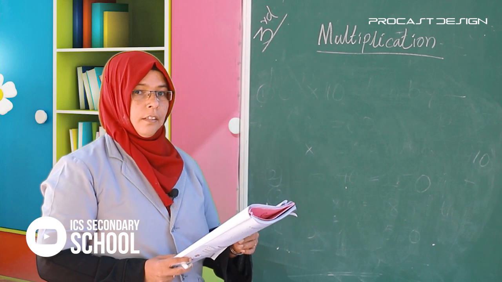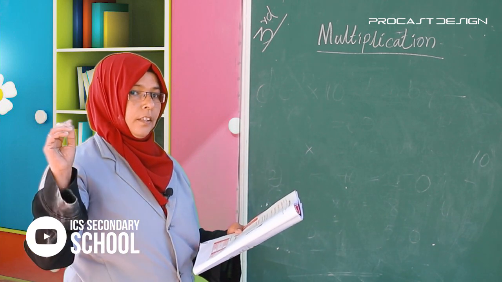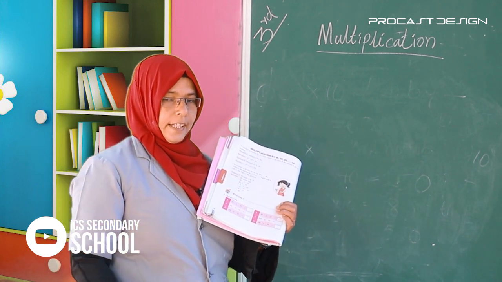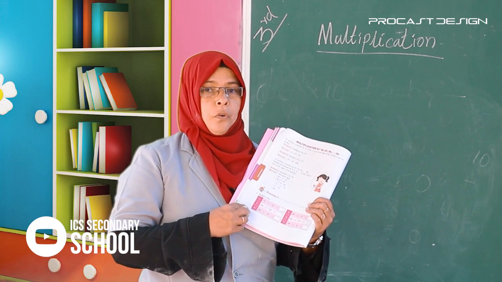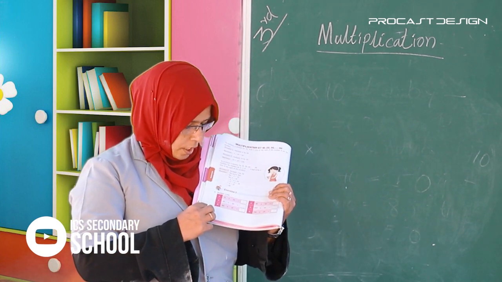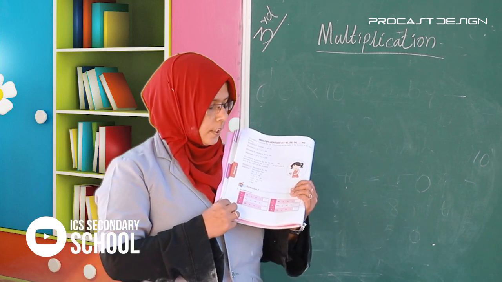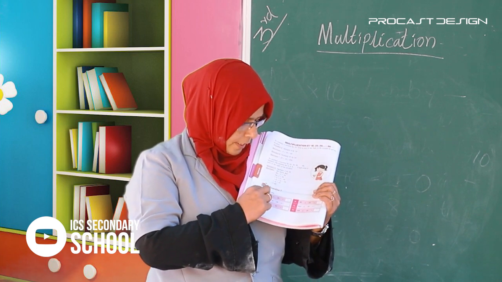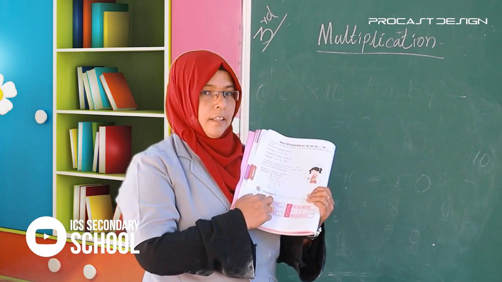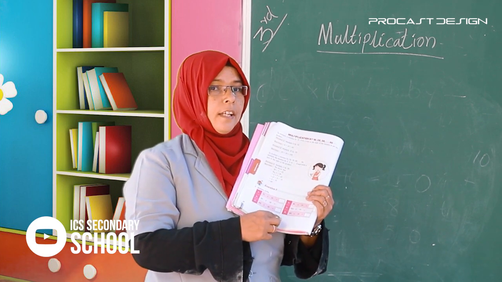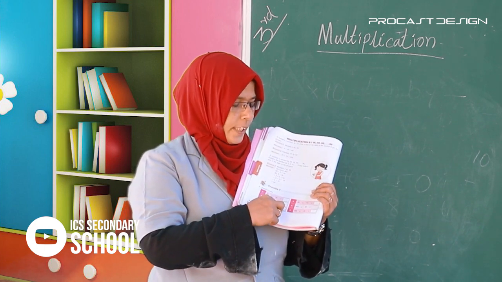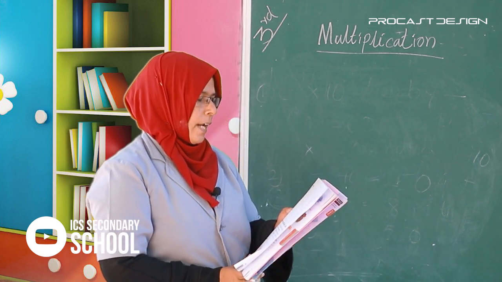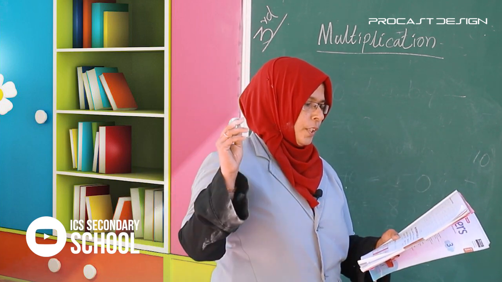Next, all of you write. Take your textbook. Open page number 44. There are some exercises. Exercise number 7. Multiply orally. All of you fill in the blanks in your textbook and write it in your notebook.